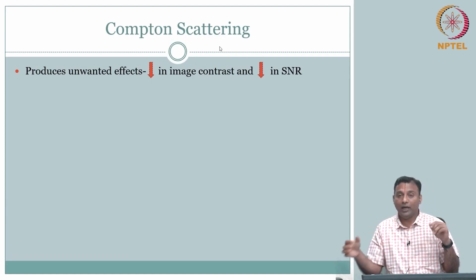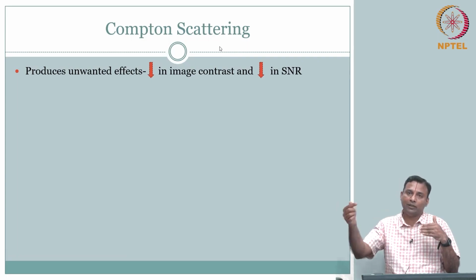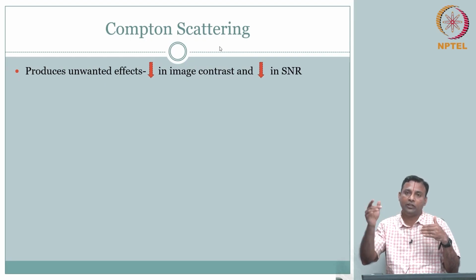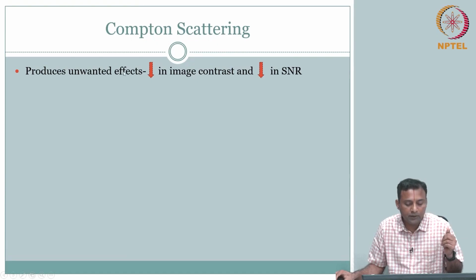So you have a signal that came from the photoelectric effect, the number of photons due to your photoelectric effect, but on top of it you also get some other photons from a different location, which are Compton scattered. What it does is reduce the image contrast and also reduce the signal to noise ratio. How does it reduce the image contrast?